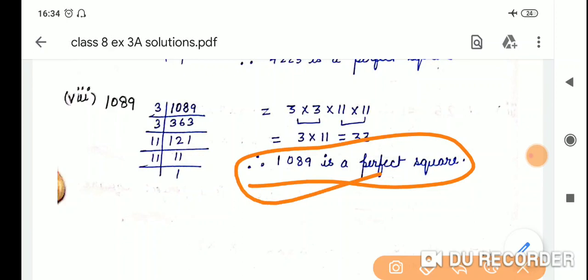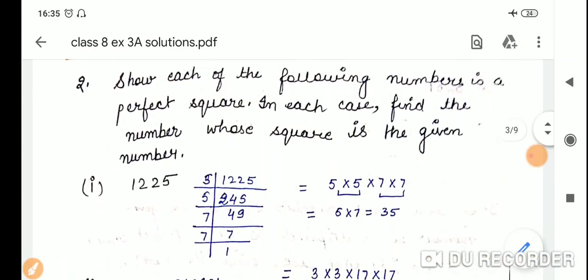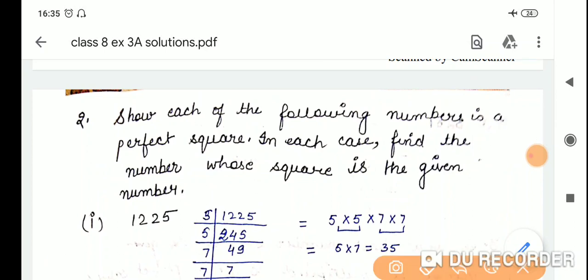इतनी सी बात ध्यान रखनी है बस, and you are ready to solve the question like a pro champion. Understood? Now coming to the second question, that is, show each of the following numbers is a perfect square.